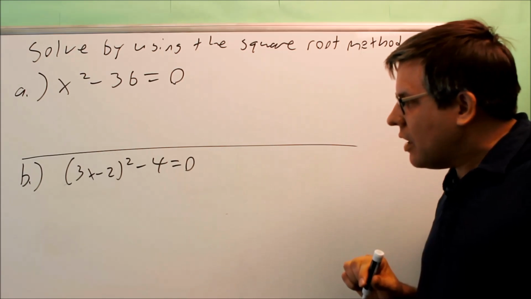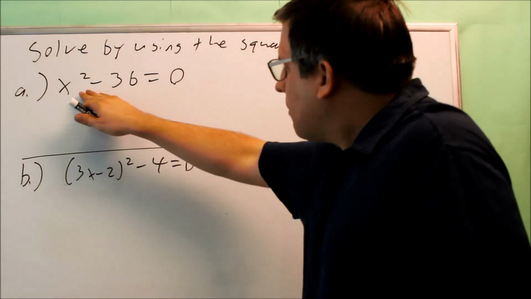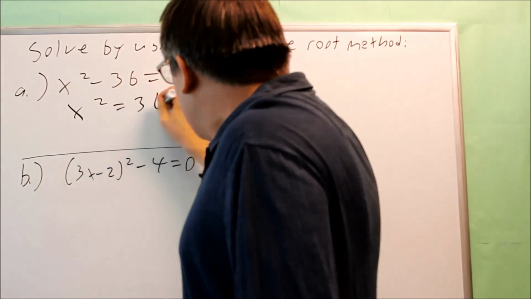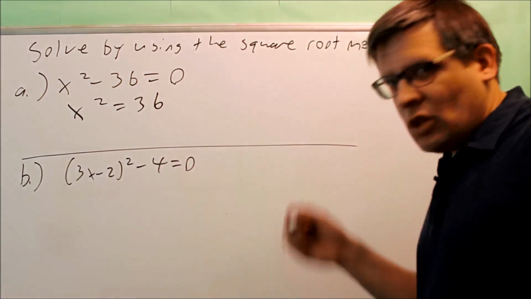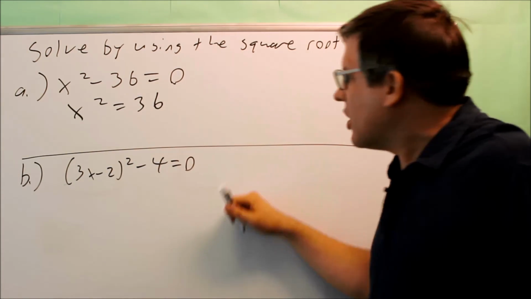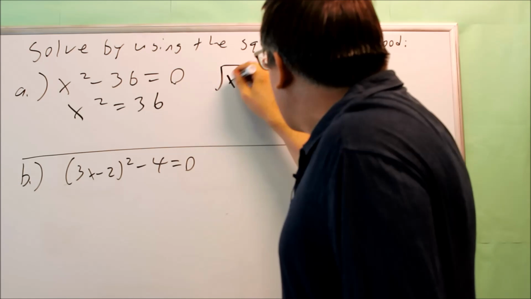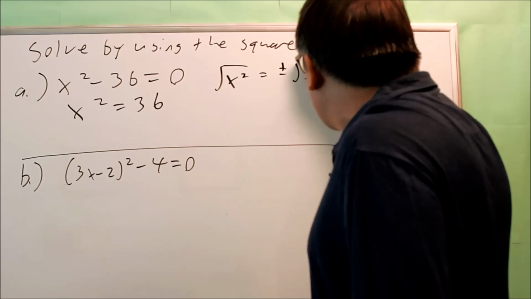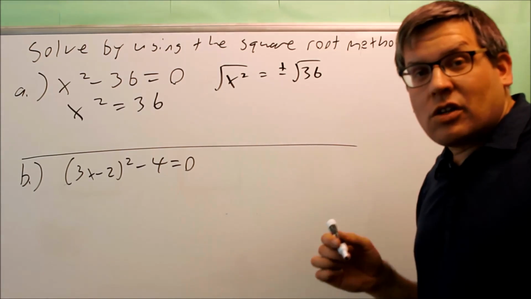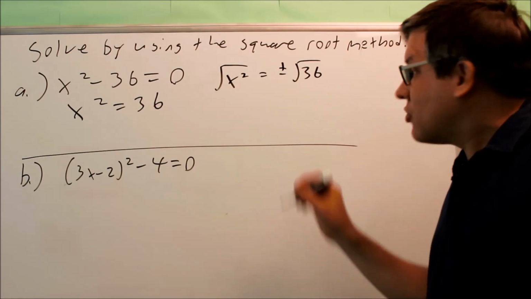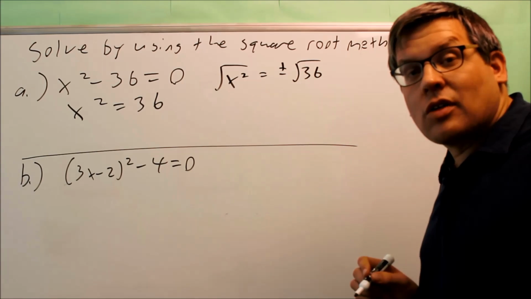So square root method means that I want to add the 36 to both sides, and I want to isolate the square. Because it is a square root method, that means that we're going to take the square root of both sides. So I have the square root of x squared. Now remember, every time you take the even root of both sides, you're always going to get a plus or minus sign that's going to come out of that.